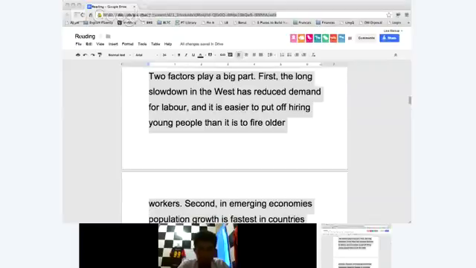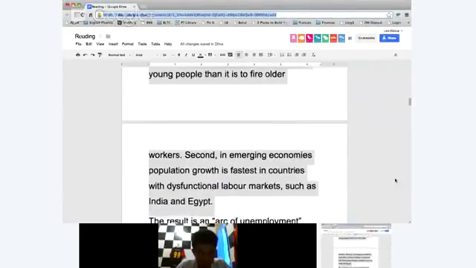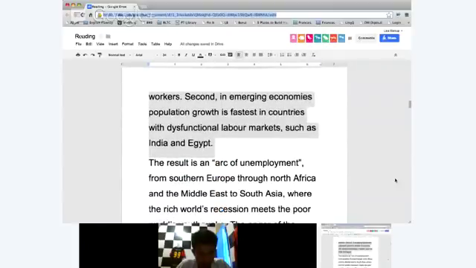Two factors play a big part. First, the long slowdown in the West has reduced the demand for labor, and it's easier to put off hiring young people. Second, in emerging economies, population growth is fastest in countries with dysfunctional labor markets, such as Egypt.